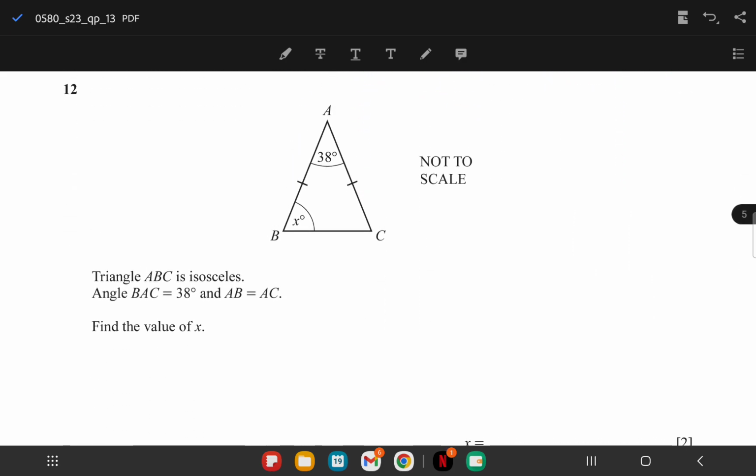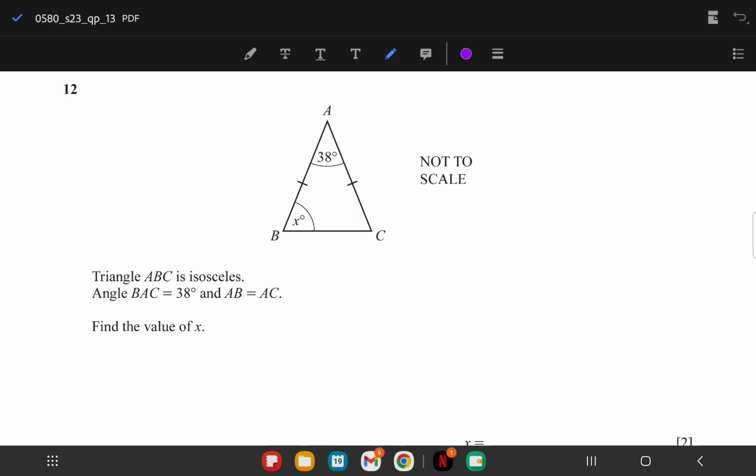Okay, we've moved on to geometry. This is an isosceles triangle. BAC is 38 degrees. AB is equal to AC. Find the value of x. Now we know that in an isosceles triangle, the base angles are equal. And we also know that the inside angles of a triangle add up to 180.